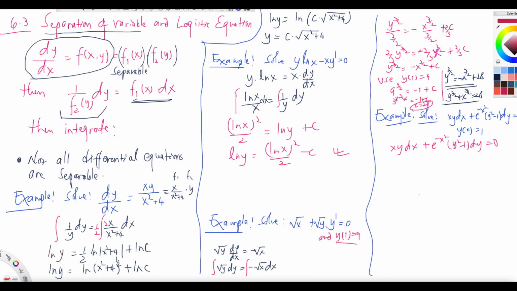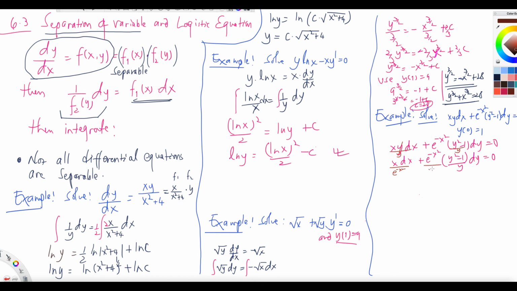See, dy must have just y terms and dx must have just x terms. How do I do that? Let me divide by y. What do you get? x dx plus e to the negative x squared (y squared minus 1)/y dy equals 0, and I want to divide by e to the negative x squared. What do you get? x over e to the negative x squared, right? Here I was dividing by y on both terms, then you cancel that, and what is left is that.